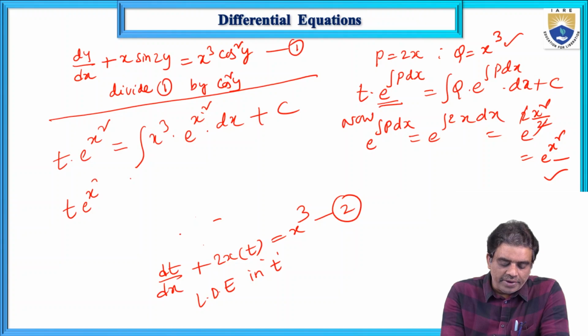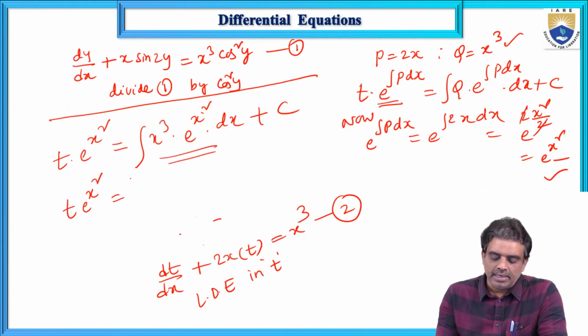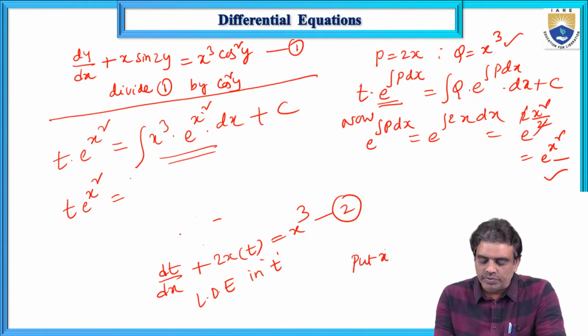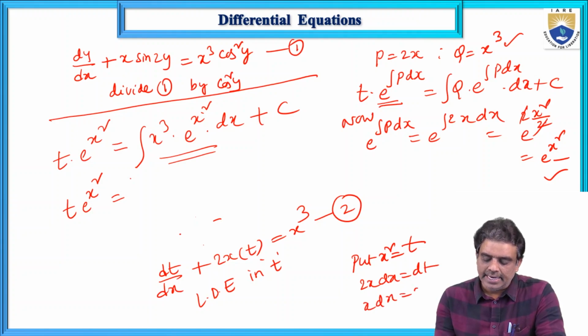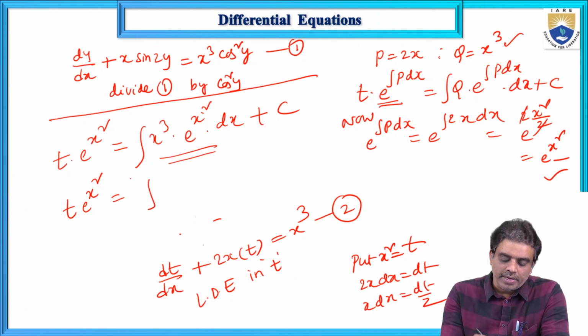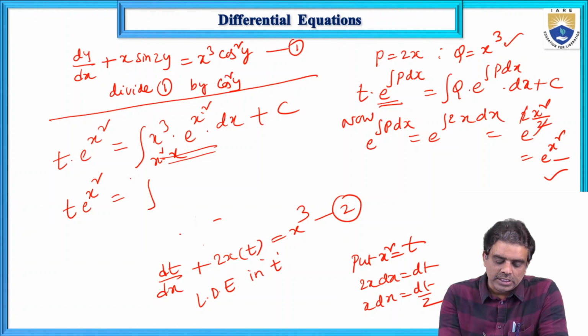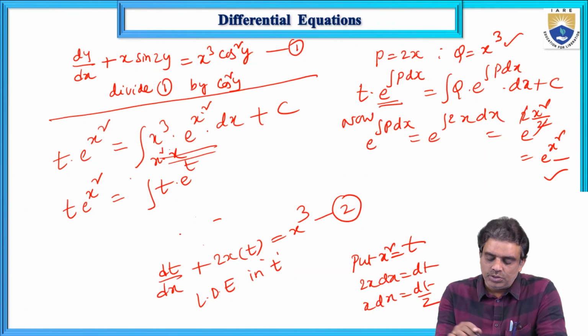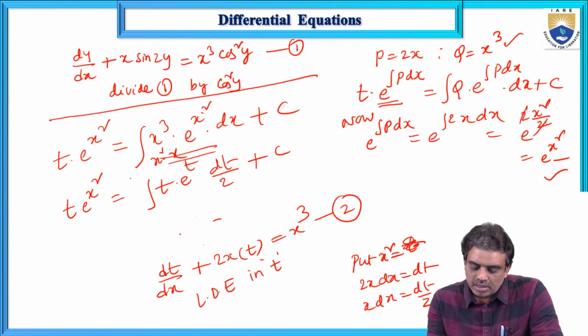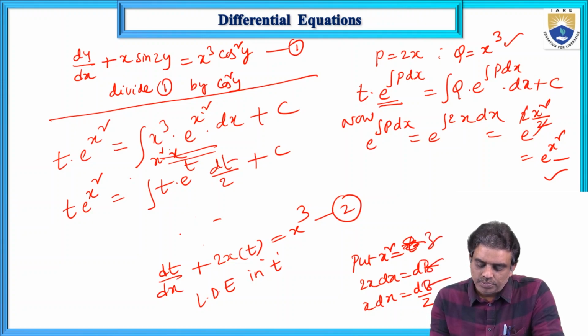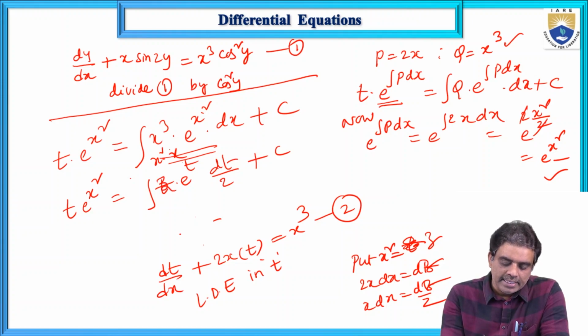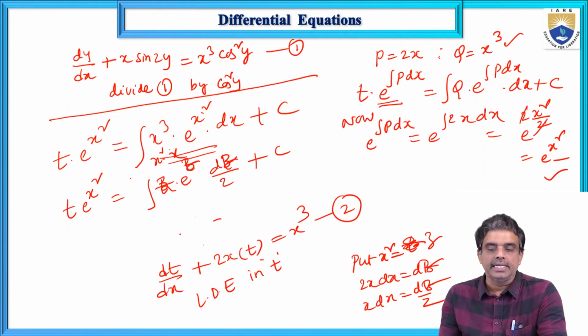So t into e power x square is equal to, so to evaluate this integral, I take again the substitution method, put x square is equal to t. Then what you will get? 2x dx means dt, or x dx means dt by 2. So x cube can be written as x square into x. So t and e power x square and x into dx, x dx can be replaced by dt by 2, plus c. Assume it as t1 or z, then dz by 2. That is better, since the variable t is already there: z into e power z, dz by 2.